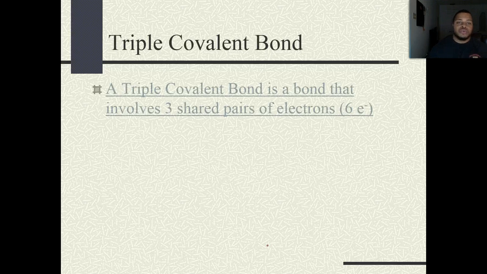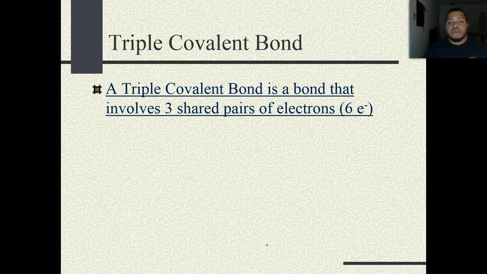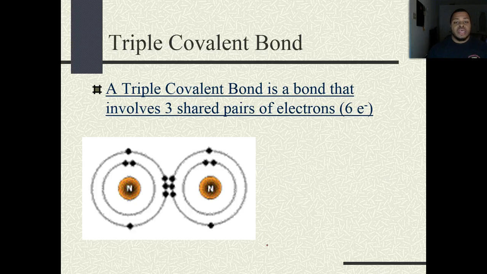Now, the last one we're going to talk about as far as this part is going to be a triple covalent bond. Now, a triple bond shares 3 pairs of electrons, or of course 6 electrons. By now I'm hoping that you get the pattern 2, 4, 6, but we're going to keep talking about it just a little bit.